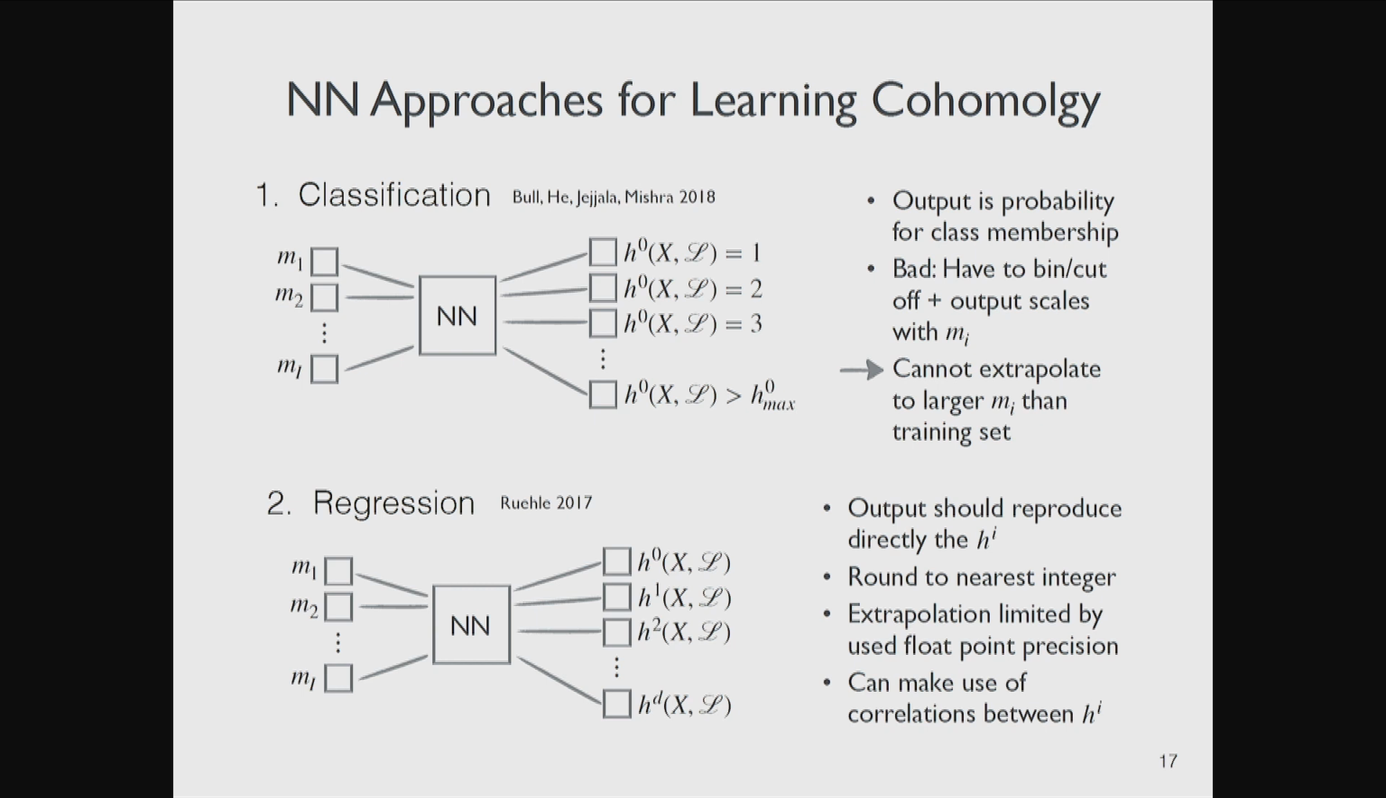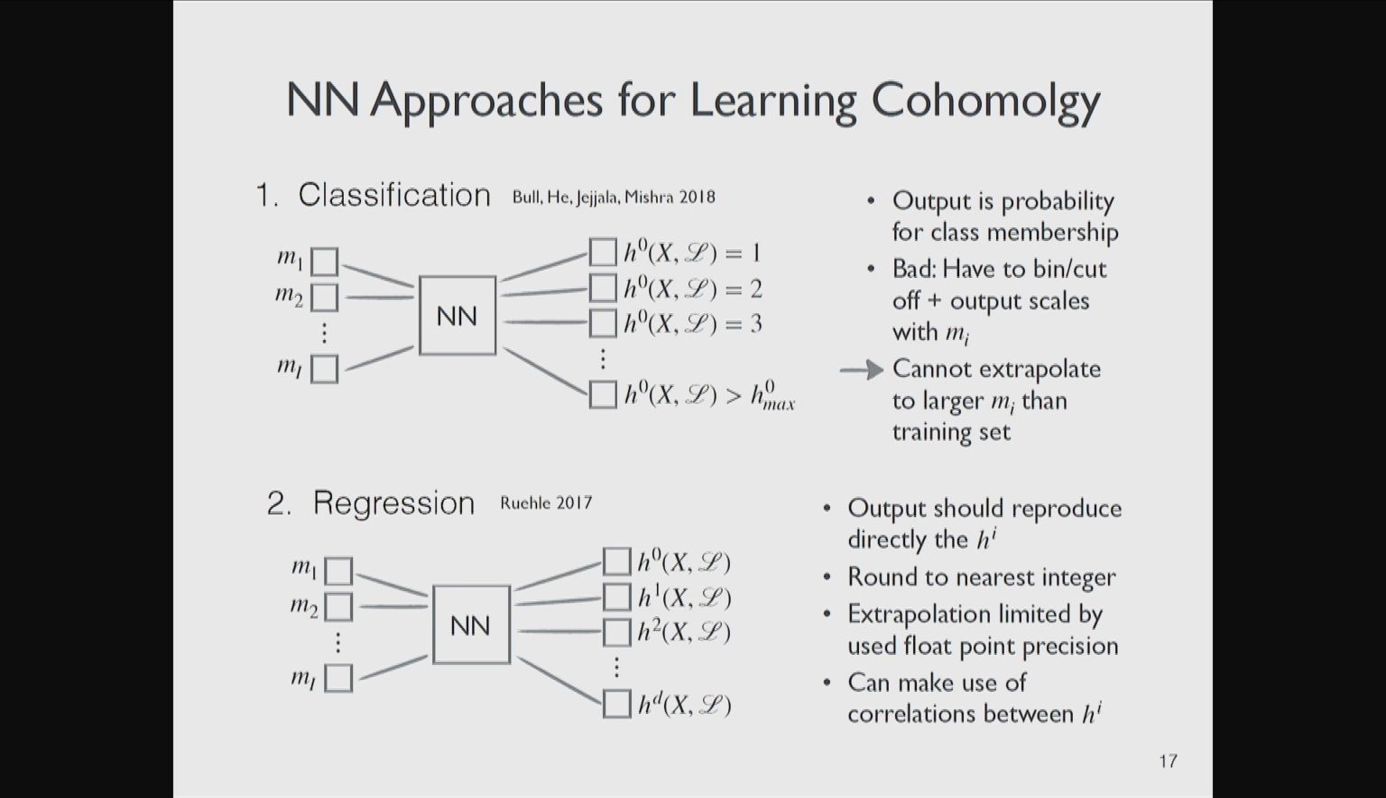And then we bin the data. If the cohomology dimension is 1, we put it on this output. If the cohomology dimension is 2, we put it on this output, and so on. Then we have to impose a cutoff, and all cohomologies larger than a certain number are binned in the last bin. Then you try to run a classification. The output is the probability of the class membership, and one has to cut off at some number. So this doesn't really help in extrapolating. You might get some decent results in reproducing the cohomology in a given range of m's, but you cannot extrapolate this.